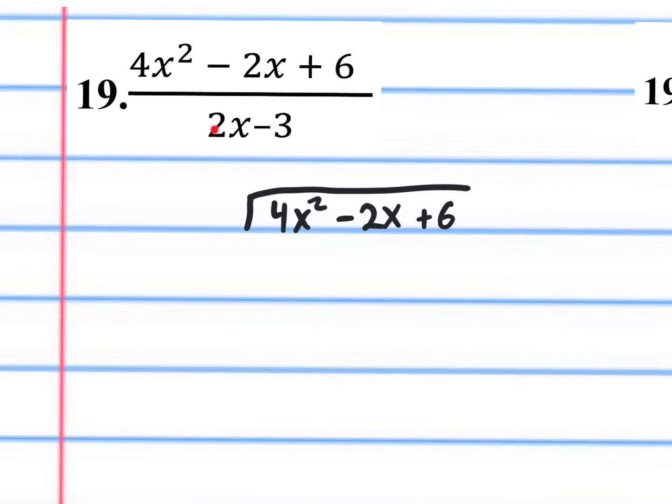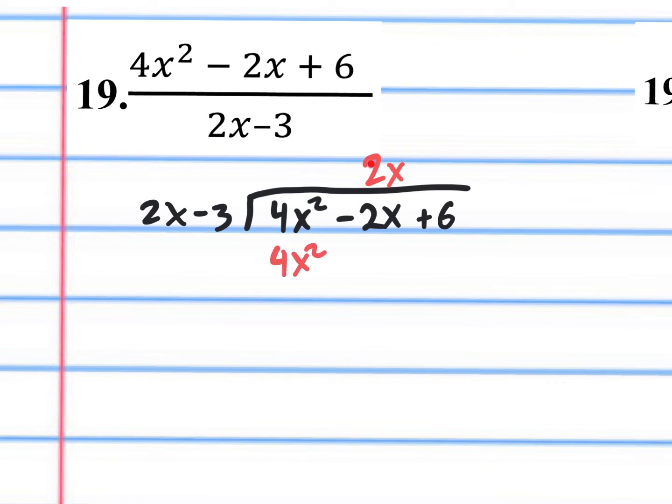Notice there's a 2 right here. This is why I'm not doing synthetic, okay? So I have a 2x minus 3 out here. And then I simply think, instead of the whole thing divided by the whole thing, I'm going to think 4x squared, 2x, right? 2x times what will give me a 4x squared? 2x. Times 2x. And I'm going to put that 2x right above the other x term, okay? And it's kind of like distributing. We know 2x times 2x is 4x squared. Let's write that down right there.